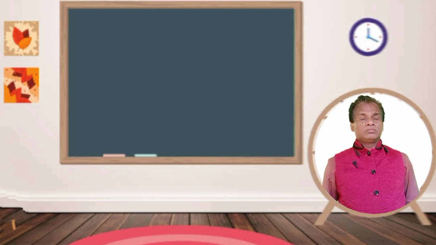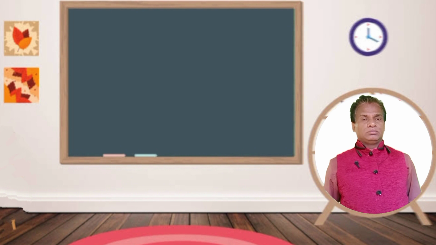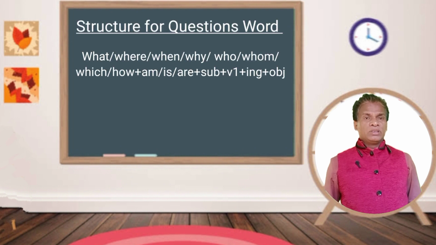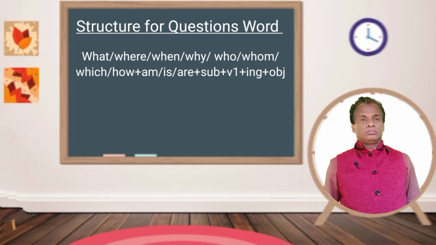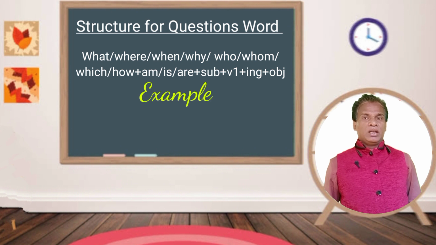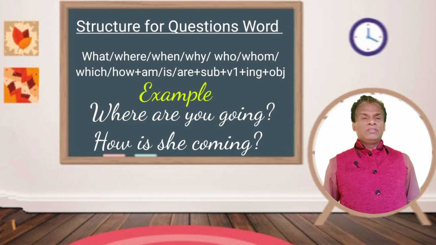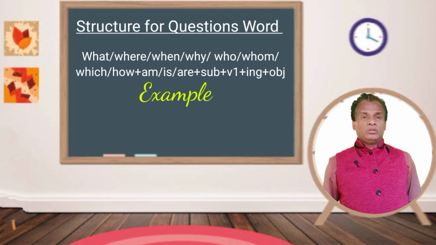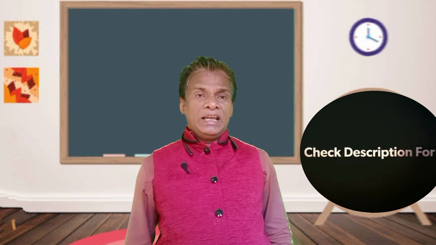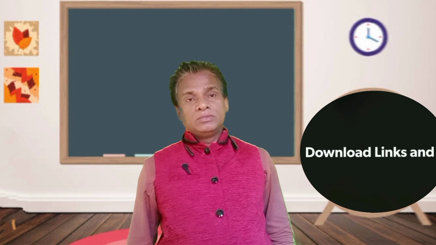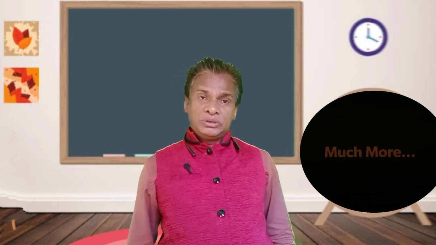And now next, WH word or question word. So let's know the structure. What, where, when, why, who, whom, which, how, plus am, is, are plus V1 plus ing plus object. Example: Where are you going? How is she coming? So these were the examples of present continuous tense and I hope you understood well.